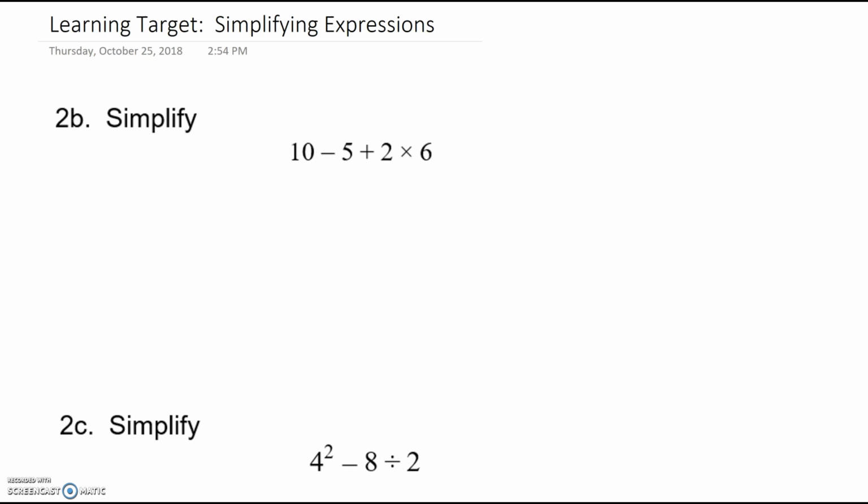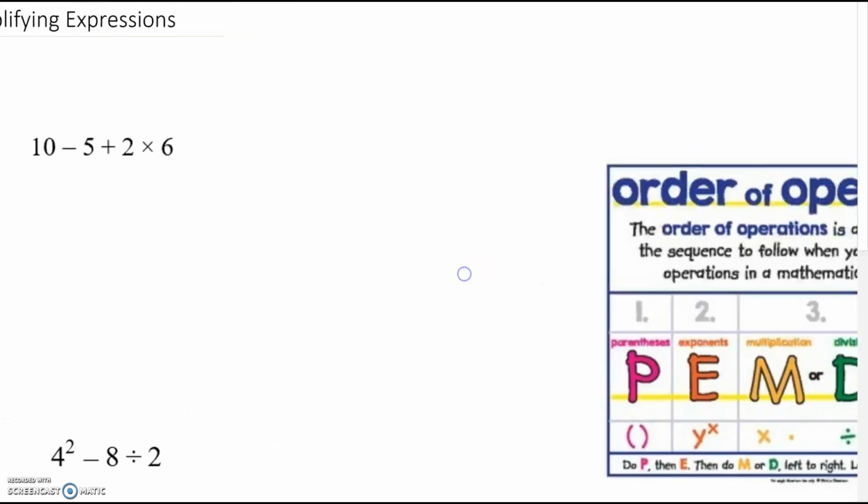So I've got a problem that's being asked to simplify. I see 10 minus 5 plus 2 times 6, and I need to know what order I want to do things in. It's not just as simple as doing what you see first from left to right. So let's take a look at the order of operations.